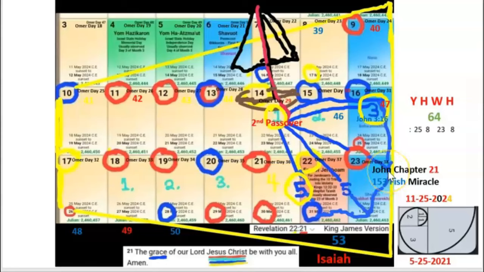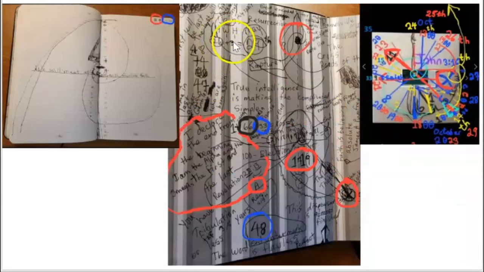Now, I've made a lot of videos about John chapter 21, about the 153 fish miracle. And take a look at this. I felt the Lord wanted me to include this. Now, with my matrices, I'm going to have to go back and show you. Let me show you something. Now, this is the first part of my matrix. You have the tetragrammaton for Yahweh, YHWH, and you have 26 plus 3 equals 29.